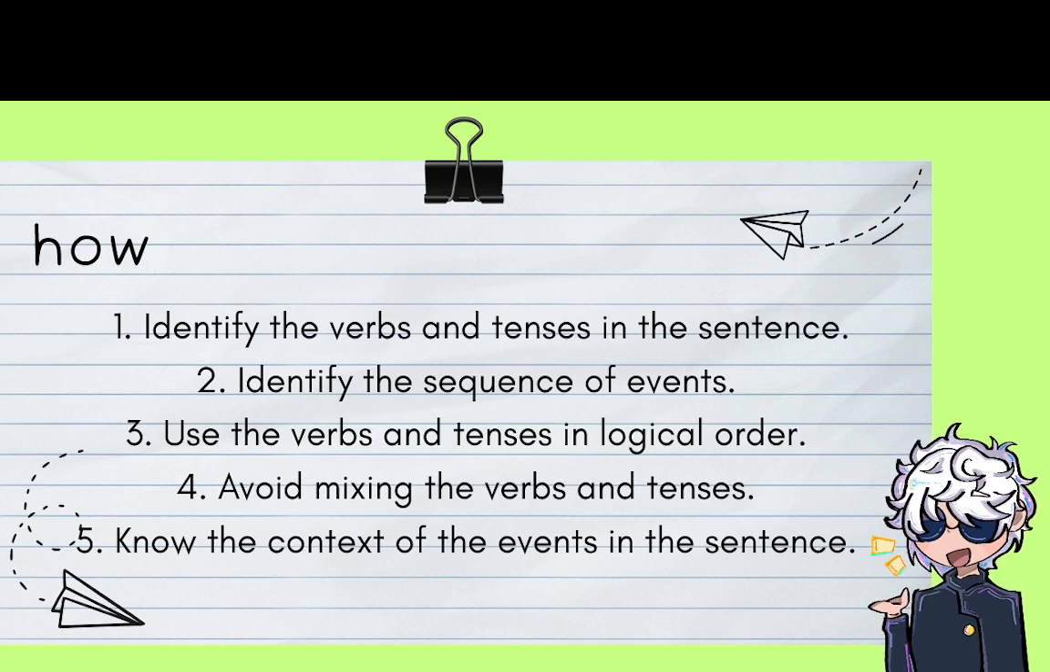Next is to identify the sequence of events. Determine which actions happened first, next, or last in the sentence. Use the verbs and tenses in logical order, so it makes the verbs match the timeline. If two actions happen at different points in time, their tenses must reflect that. For example, past events should be in past tense, present or ongoing actions should be in present tense, and future events should be in the future tense.